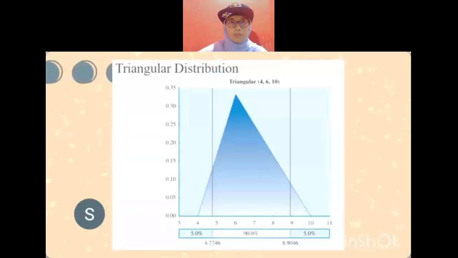The triangular distribution is a continuous probability distribution with a probability density function shaped like a triangle. This is the example of triangular distribution graph.